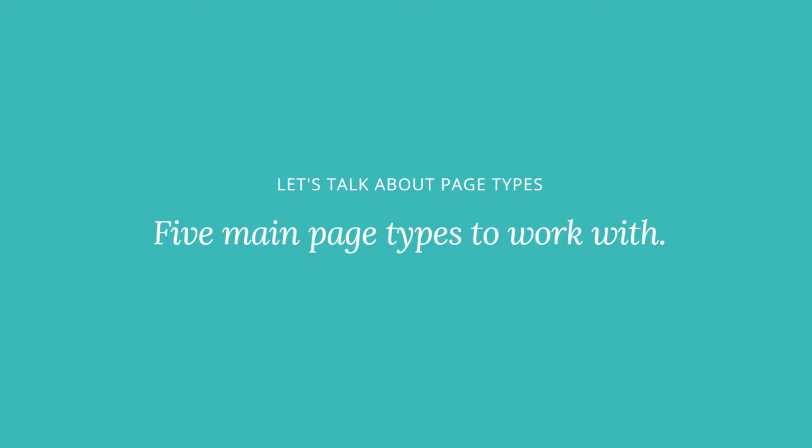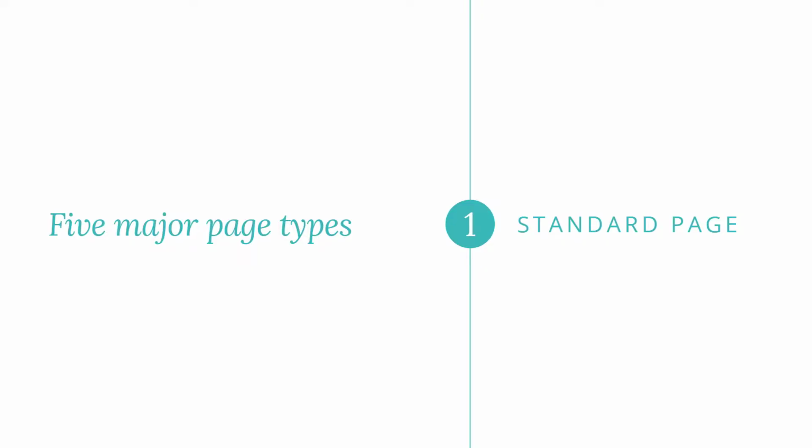So now that you know that big secret about templates, let's talk about your page types. There are actually 5 major page types that you're going to be working with here. The first type of page I want to talk about is just a standard page. This is a page that we can add different sections to and put just about any content we want on there.